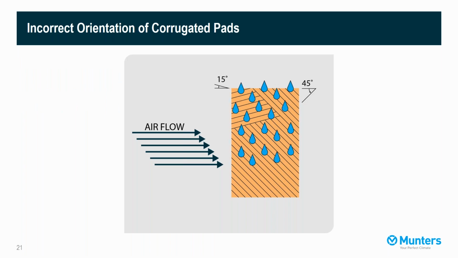And if the pads are in upside down, so that the angles are going the wrong direction, the 45 degrees will allow the water to go towards the outlet side of the pad. And what that'll do is there won't be as much time for the air to evaporate the water, and you won't get as much cooling. And what it'll also do is you can get water splashing off of the pad onto your litter.